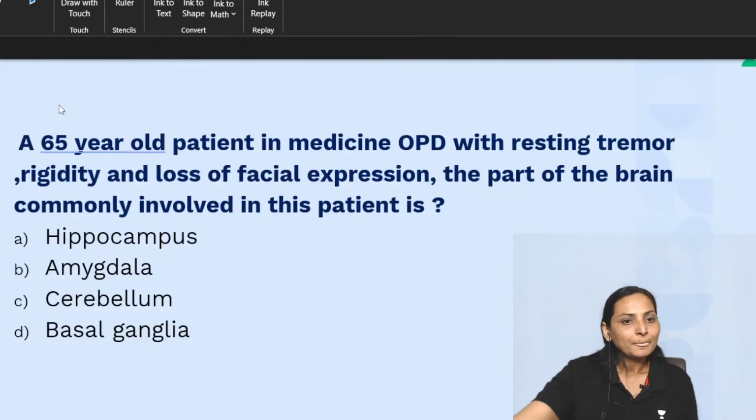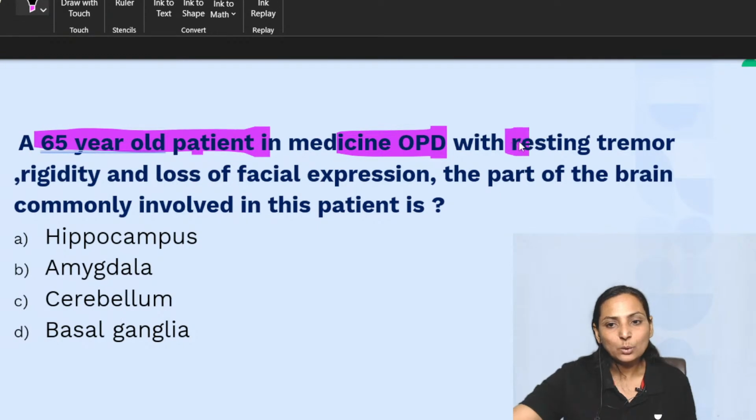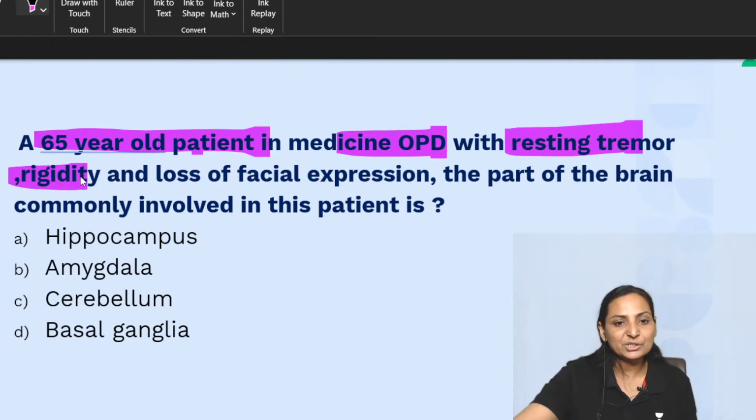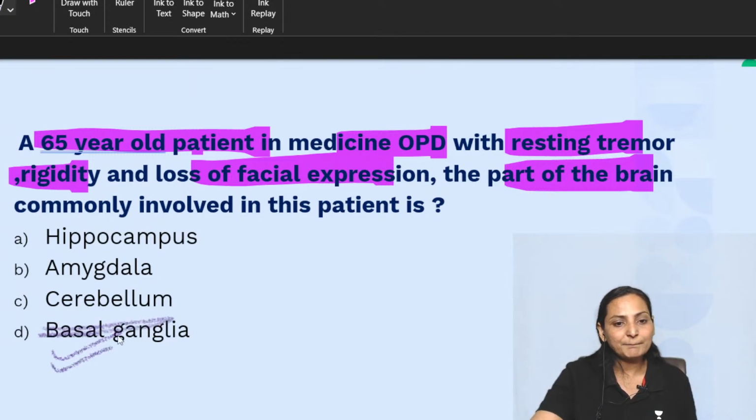Next one. I think this was not very difficult. There's a history of a 65-year-old patient in the medicine OPD with resting tremor, with rigidity, with loss of facial expressions, and which part of the brain was involved. So this is definitely not a difficult question, a very straightforward question, and the correct option is our basal ganglia. Right, our basal ganglia.